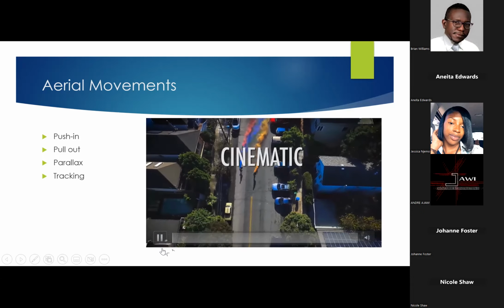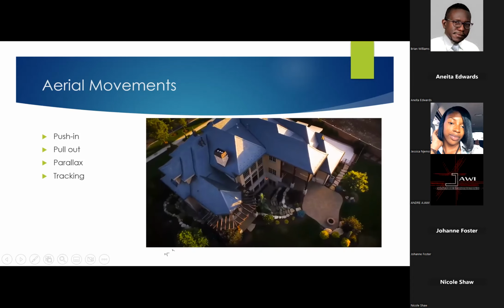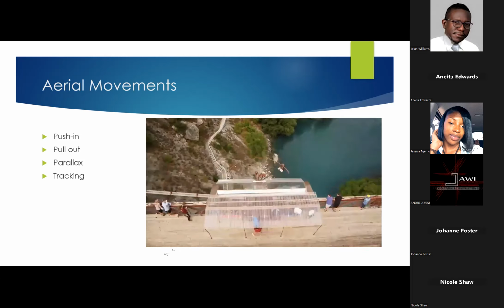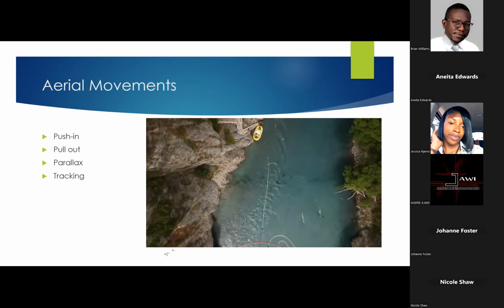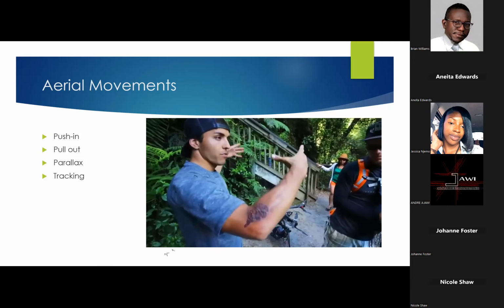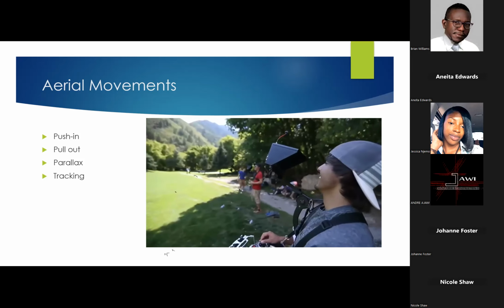Welcome to the cinematic camera movements using drones, where I will be talking about some of my favorite cinematic aerial moves. A lot of these movements are going to be very similar to the ones I just talked about in the glide cam section, except now we're doing it from the air. Now, when working with drones, the most effective, most cinematic shots require two people, a drone pilot and a camera operator.